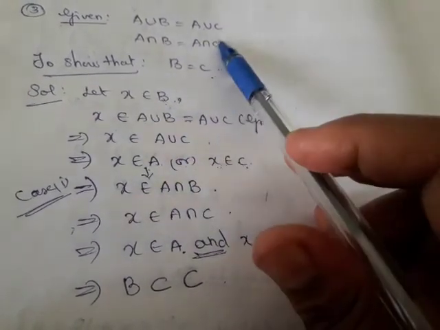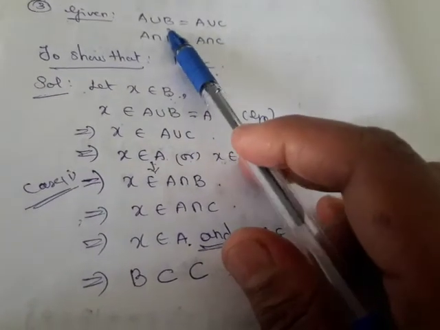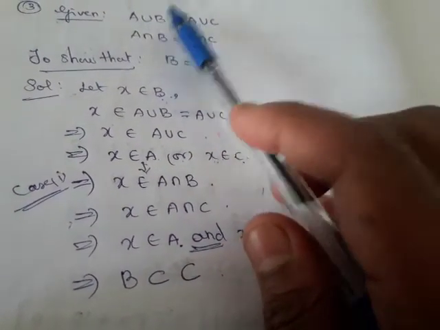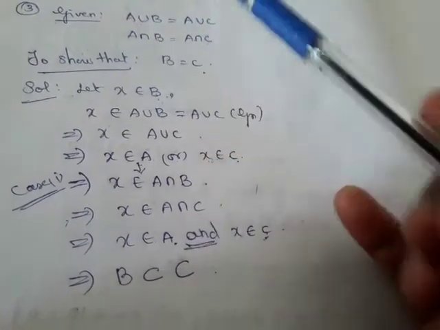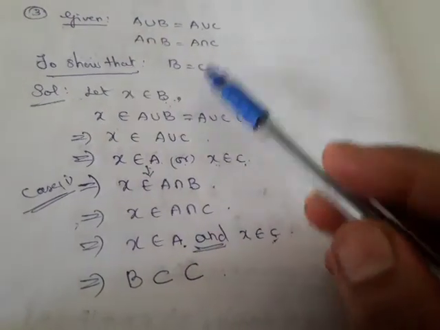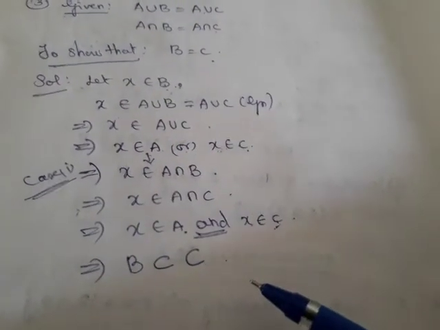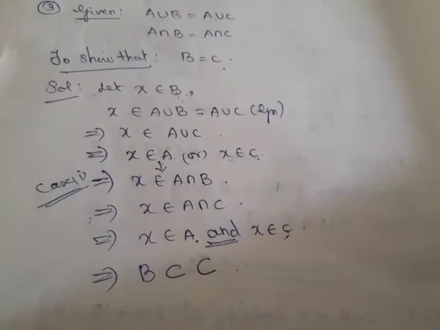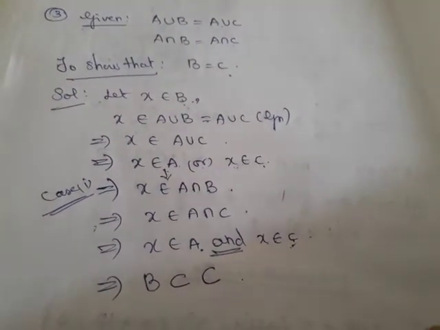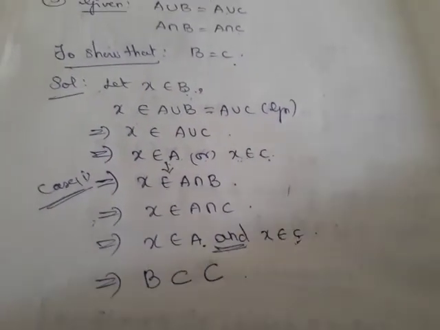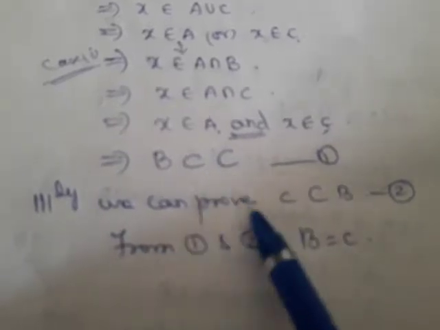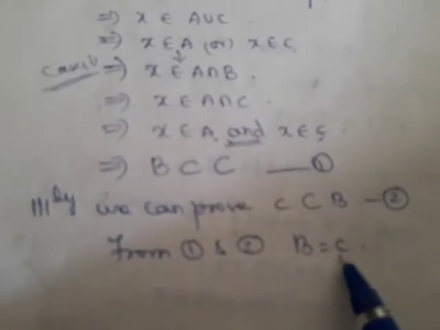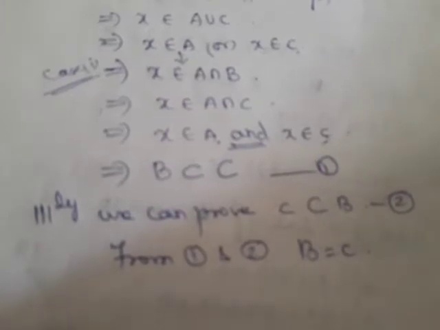Then X will belong to A union C. But A union C is the same as A union B. Then it will imply it belongs to A or it belongs to B. If it belongs to A, then it will belong to A intersection C. The same way we can repeat the argument and we can show C is a subset of B. If both B is a subset of C and C is a subset of B, then both will become equal. So similarly we can prove C is a subset of B. So from 1 and 2 we can say that the set B is equal to set C. Hence we proved.